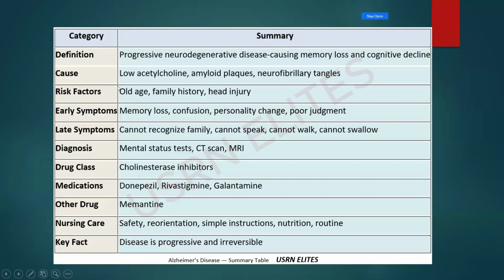So look at the causes. The causes will help us reflect on how we can solve the issue. So with the cause of Alzheimer's disease, it has other things, like amyloid plaques and neurofibrillary tangles. These are structural changes in the brain. Okay, but let us look at the neurotransmitter part. So it is caused by low acetylcholine. Okay, and these structural changes within the brain too.